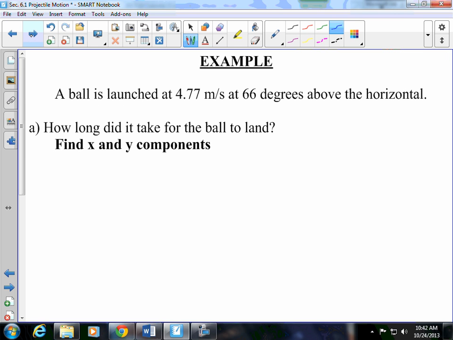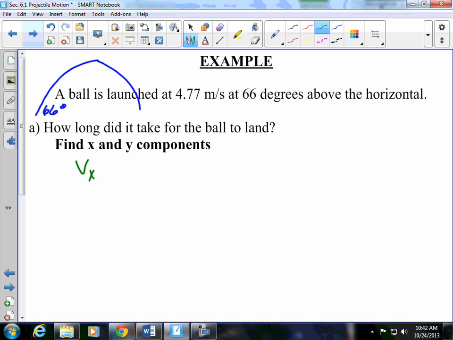So if we do a real problem here: a ball is launched at 4.77 meters per second at 66 degrees above the horizontal. We are almost kicking a ball, you could say, at 66 degrees. How long did it take for the ball to land? It's very similar to the problem we did earlier in part 1. However, remember the first step: before we do anything, we need to solve for Vx and for Vy. So let's go and solve for Vx and Vy.